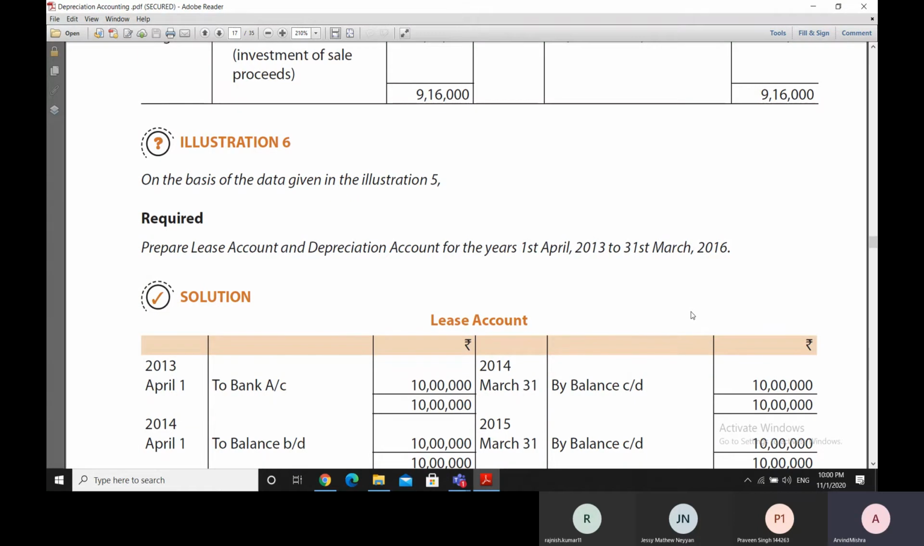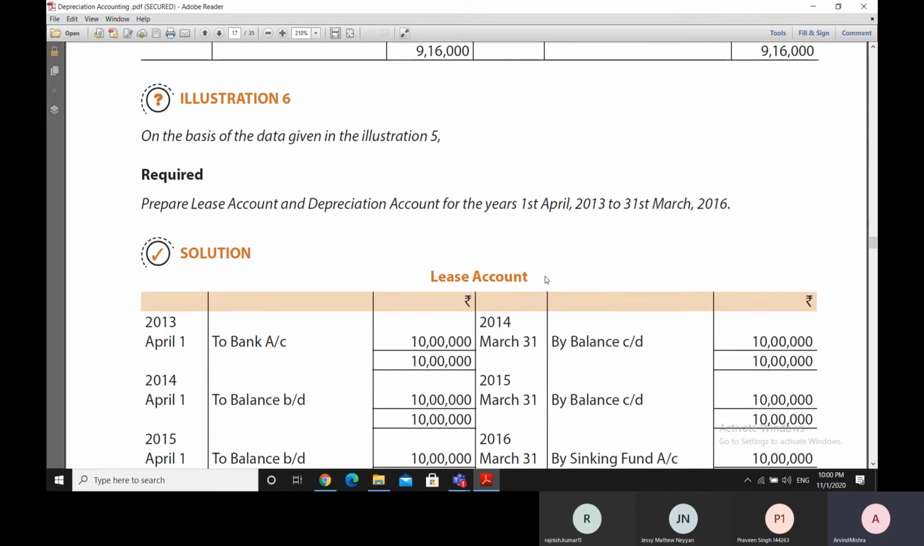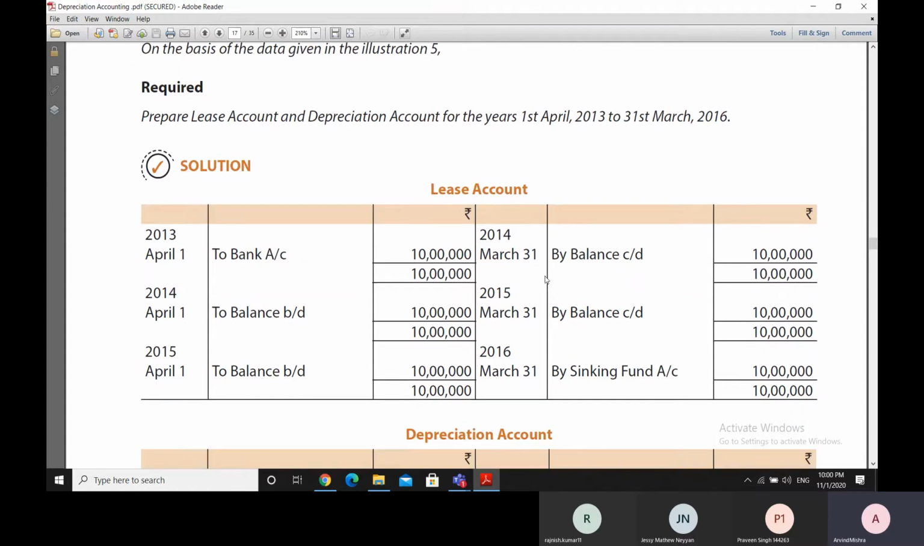Finally, in illustration 6 of this question, as a continuation of this question, we are supposed to prepare the lease account and the depreciation account also. So for preparing the lease account, the first entry that we make is that we are buying the lease. So we are debiting the lease account because the lease is an asset, and the bank account we are crediting because we have made a payment of 10 lakh rupees for buying that lease.